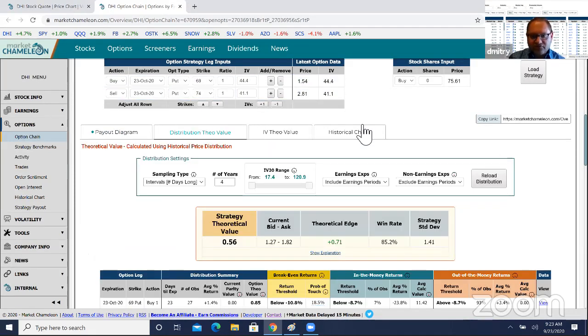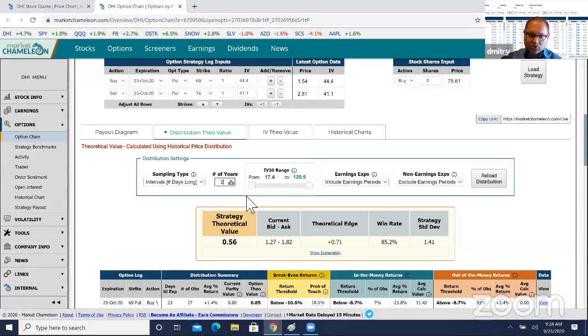Let's take a look at the 4-year history. Using 4 years of data, I'm going to the distribution of theoretical values. Using 4 years of data, we think it's worth 56 cents with an 85.2% win rate. So if you're selling it for $1.27, hopefully you get it for $1.55. That gives you a good theoretical edge. If it's worth 56 cents theoretically using historical data, let's change that data a little bit and see how consistent it is.